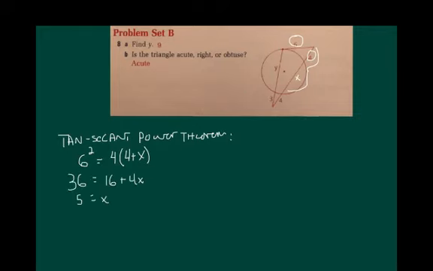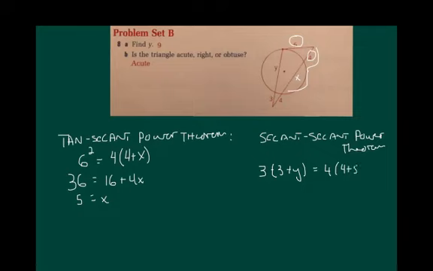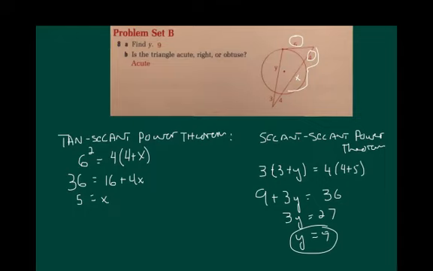Now we can use the secant-secant power theorem to solve for y. And that tells us the external part of the secant times the whole thing, which would be 3 plus y, equals the external part times the whole thing, which we've now learned to be 4 plus 5. So we solve this for y. And when we solve, we get y equals 9, which is exactly what the correct answer is. But let's see how you might have done that wrong.